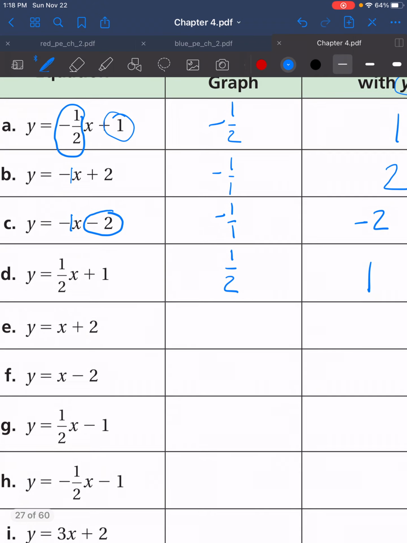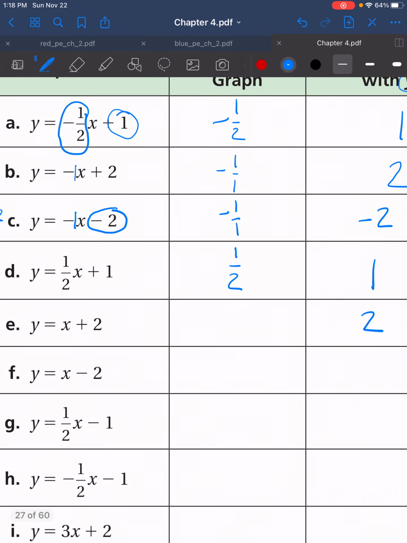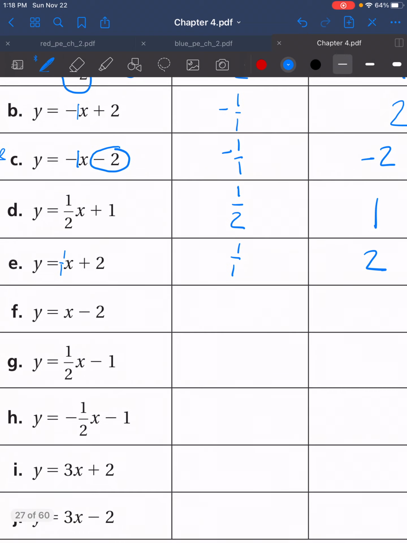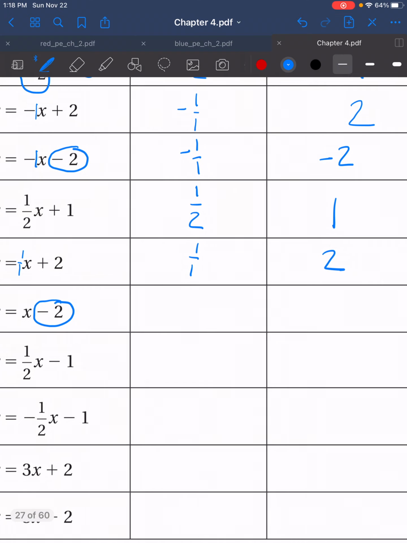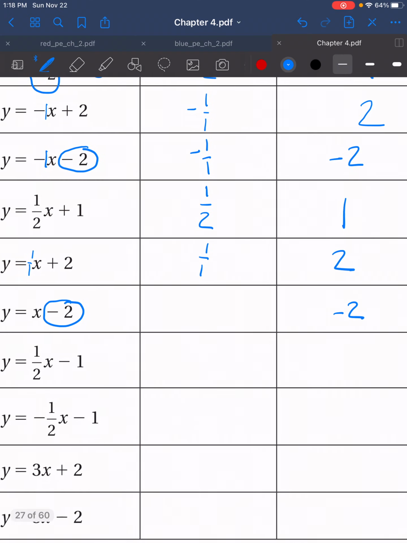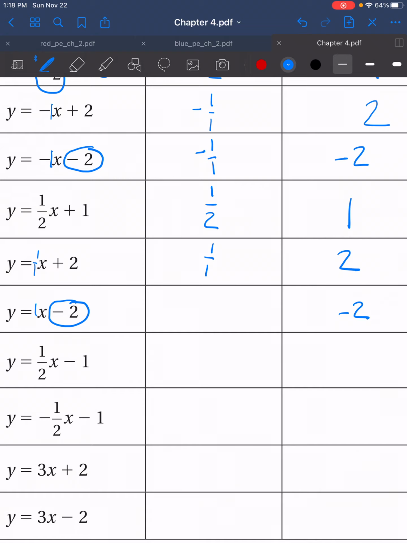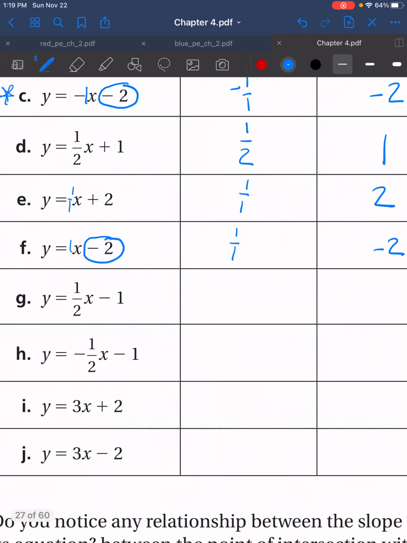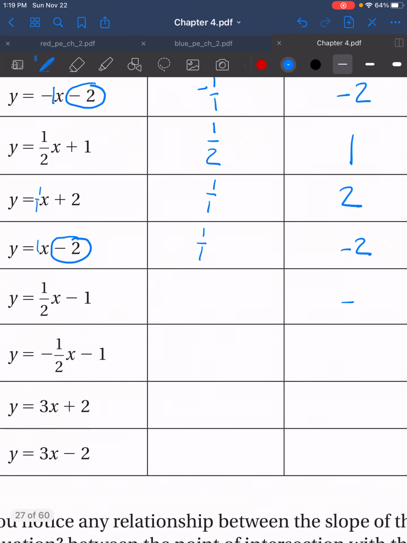E, another easy one. Y-intercept is 2. Slope is 1/1. F, remember, y-intercept is not 2, it is negative 2. And then easy again. Slope is just 1/1. Okay. G, negative 1, and then 1/2, negative 1, negative 1/2, 2.